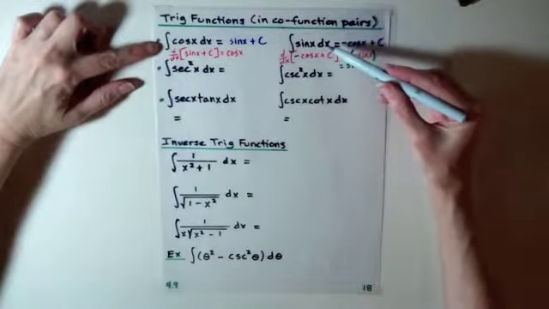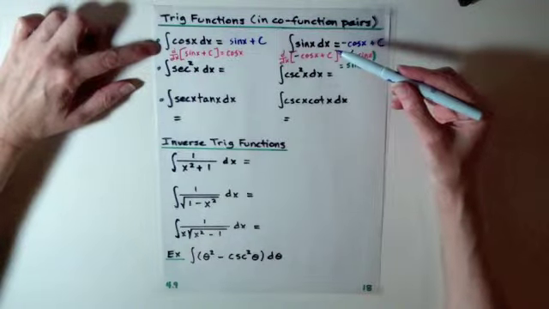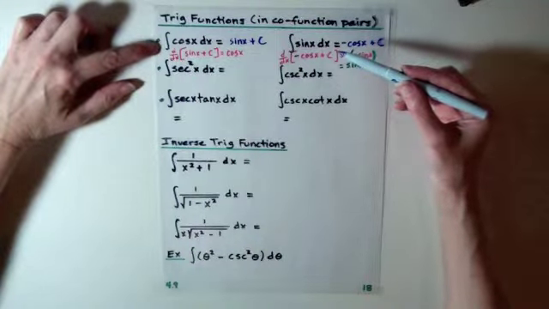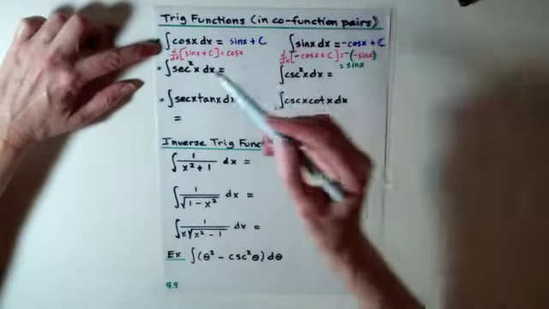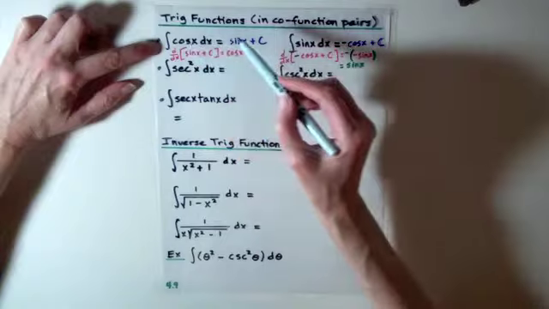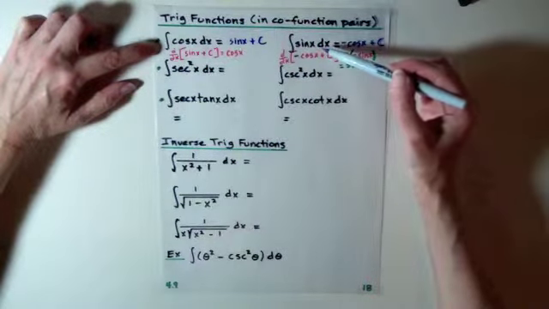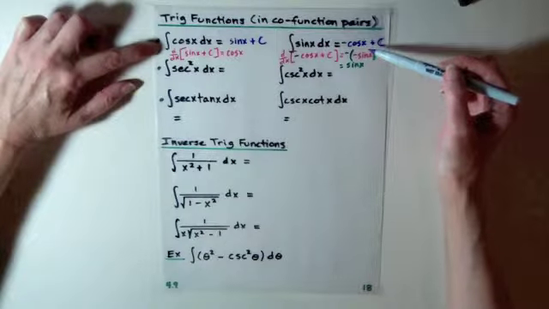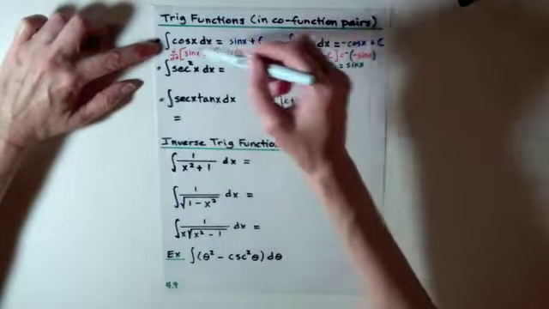Cosine and sine are a pair of co-functions. And you notice that their integral formulas, just like their derivative formulas, are very similar if you memorize them in co-function pairs. So the integral of cosine x is a positive sine x, and the integral of sine x is a negative cosine x. So I always remember these in co-function pairs.